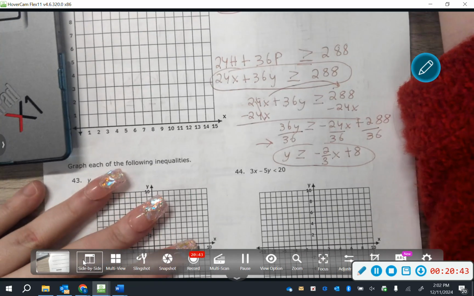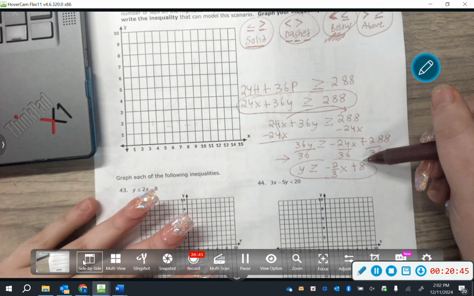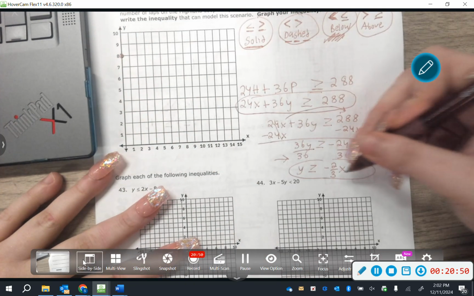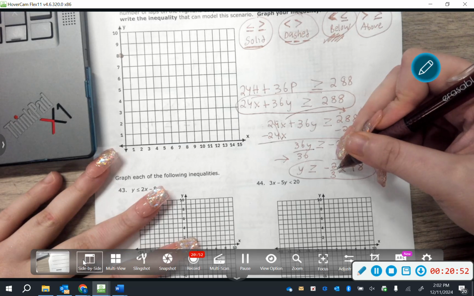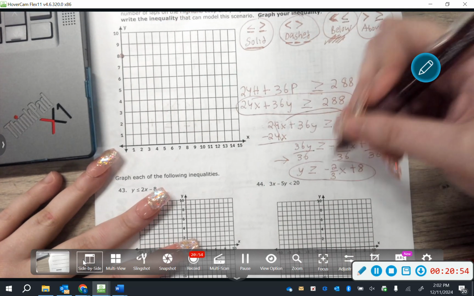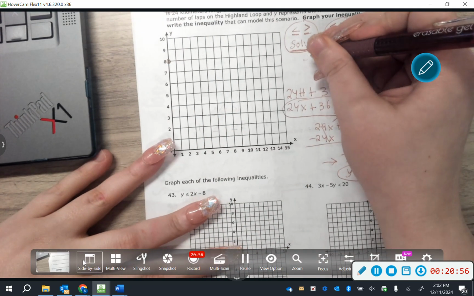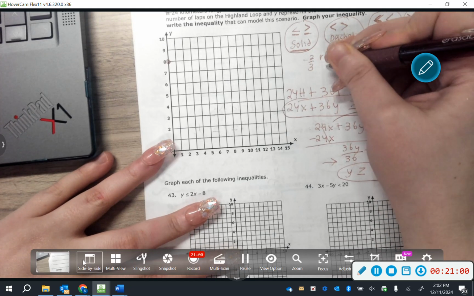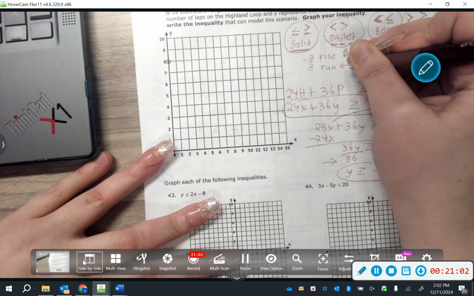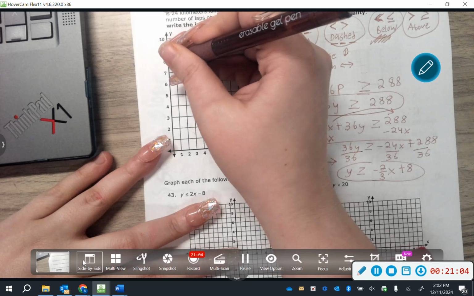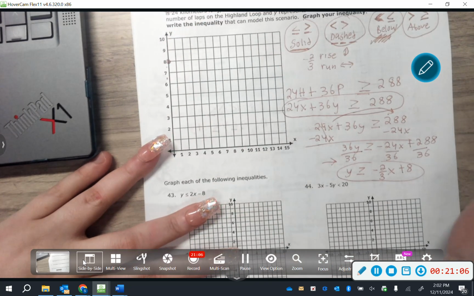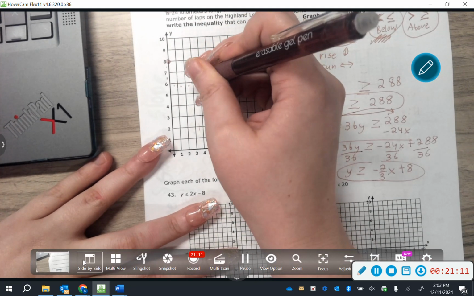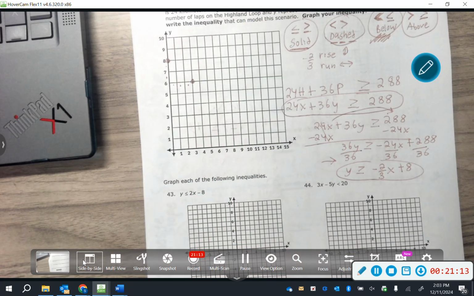Okay, so here's what we know. My y-intercept is 8, so I'm going to go ahead and put a point on 8. My slope is negative 2/3. That means we're going to go down, and this is rise over run. Remember, rise is how much you go up and down, over your run, how much you go left and right. So I'm going to go down 1, 2, and then I'm going to go right 1, 2, 3. Here would be my next point.